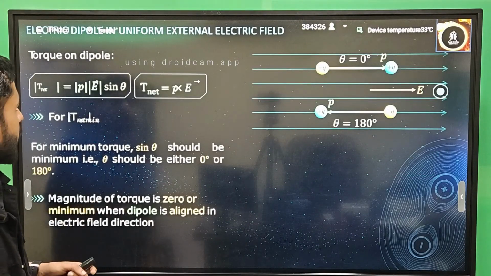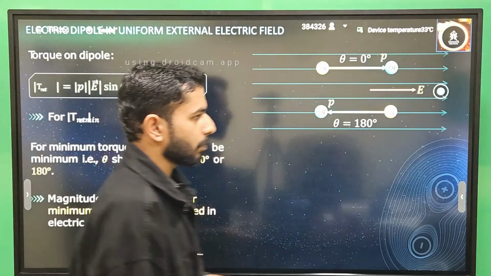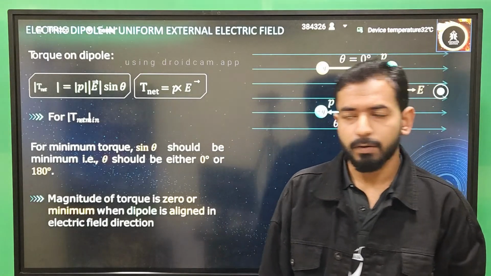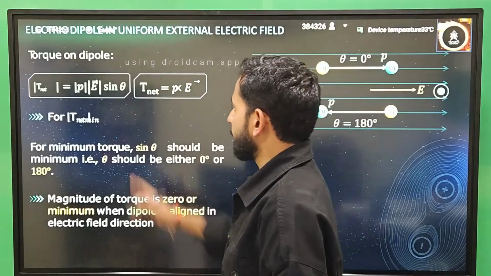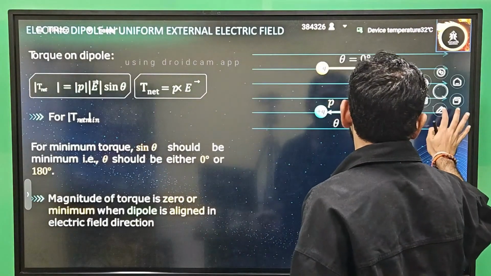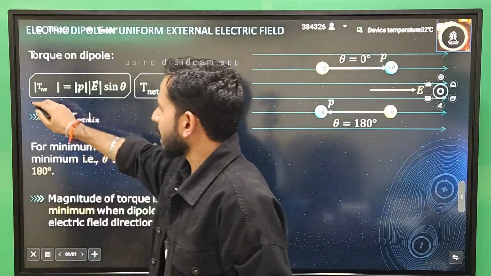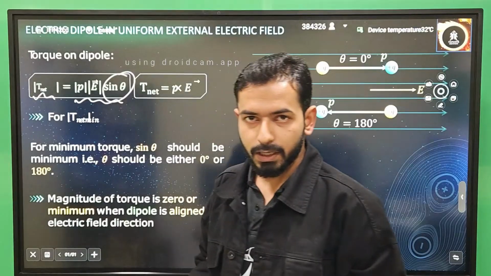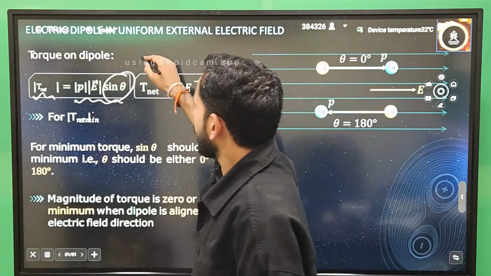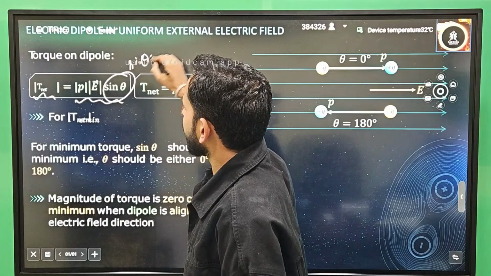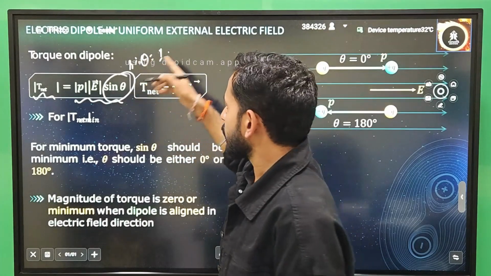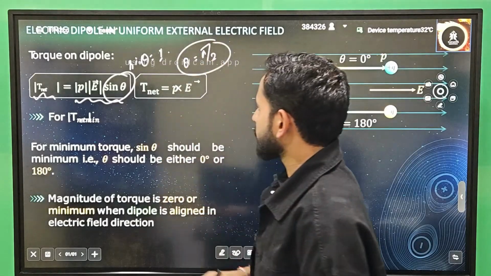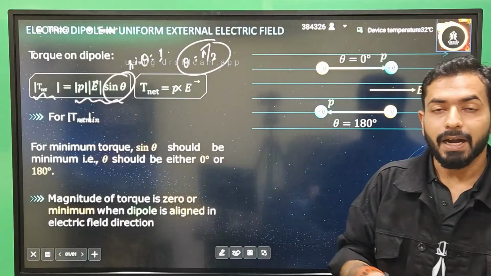Now, let's suppose someone asks you at what angle the torque will be maximum and at what angle it will be minimum. Okay. So what is the formula? PE sine of theta. Tell me, if I have to maximize torque, what value can I change? I can control this angle theta, correct? So what is the maximum value of sine theta? The maximum value of sine theta is 1, that means theta can be written as pi by 2. That means torque will be maximum at angle pi by 2.